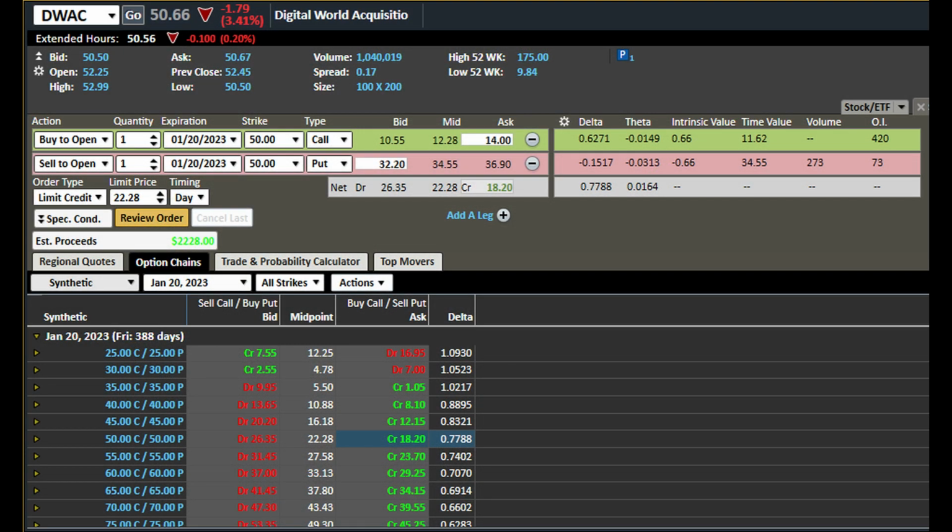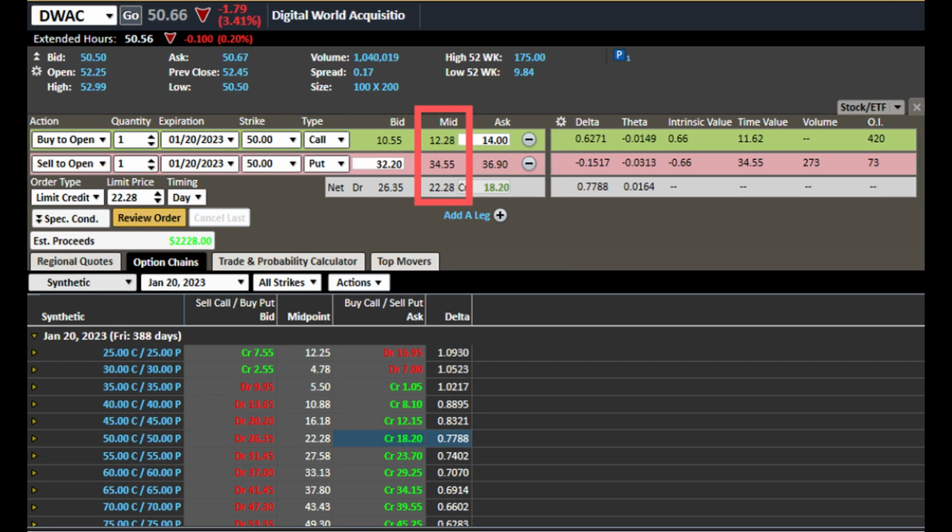Now here's how DWAC is different. This is a synthetic long stock on DWAC with an expiration date about 1 year out. What do you notice about the option premiums here that's different than our example? The put option is much more expensive than the call option. This means if we open this synthetic long stock and get an execution at the midpoint, we will pay $12.28 for the long call and receive $34.55 for the short put, for a net credit of $22.28.